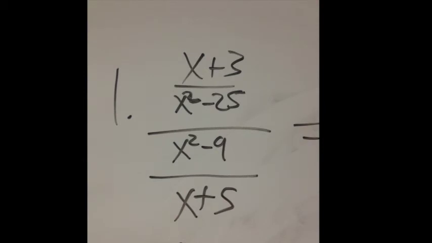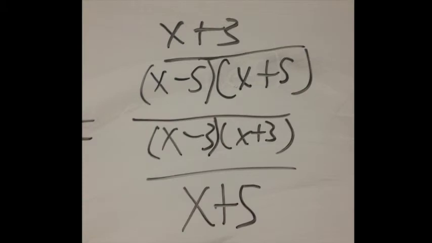In the following problem, x plus 3 over x squared minus 25 over x squared minus 9 over x plus 5, you are asked to simplify the following algebraic expression. So your first step would be to recognize that there are two fractions, one in the numerator and one in the denominator. So this is a compound fraction. So the first step would be in the numerator to factor the fraction's denominator into x plus 3 over x minus 5 times x plus 5. Your next step would be to, in the denominator, factor the numerator in the fraction. So you would have x minus 3 times x plus 3 over x plus 5. So your final fraction should look like x plus 3 over x minus 5 times x plus 5 over x minus 3 times x plus 3 over x plus 5.